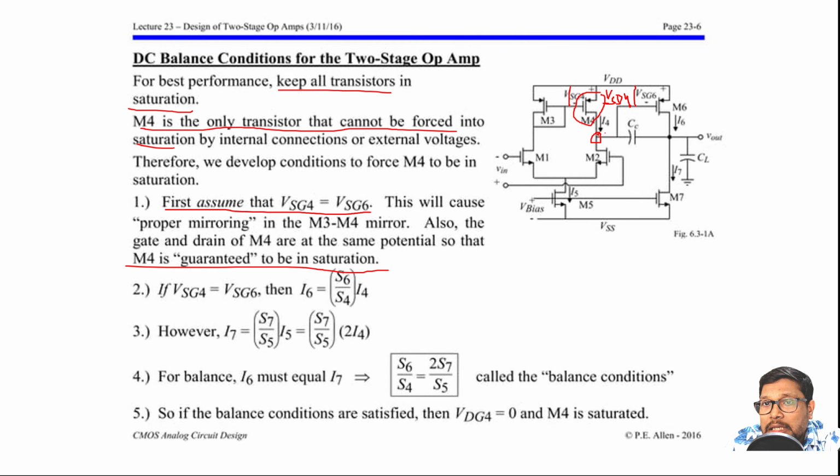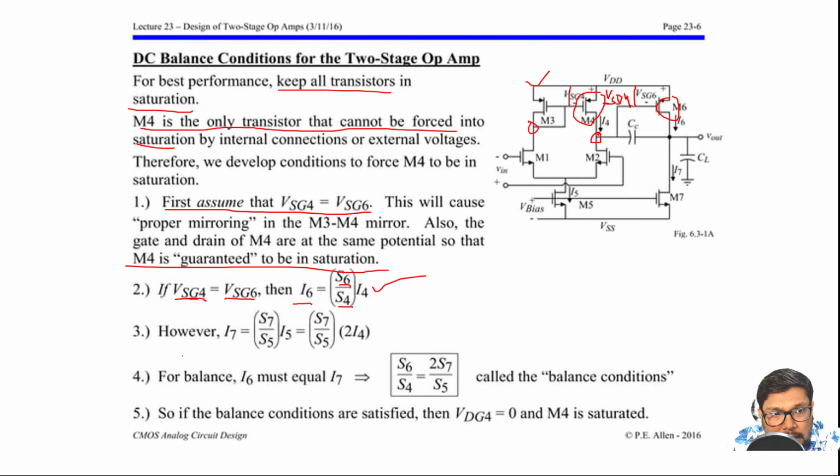If this point is equal to this point, because the source is constant, then we can say M4 and M3 both are in saturation. So according to that, the current equation comes here. If both are in saturation, suppose VSG4 equals VSG6, because VSG4 equals VSD4, then from that we can find the current: I6 equals S6 divided by S4, that is W by L of this one divided by W by L of this one, times I4.